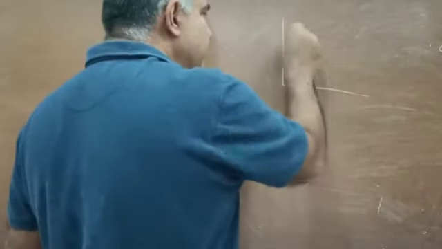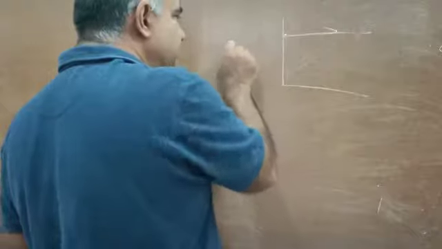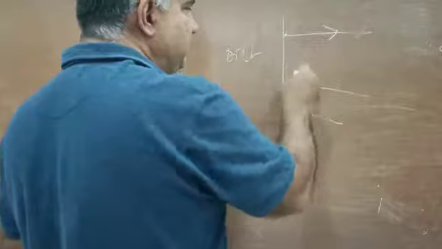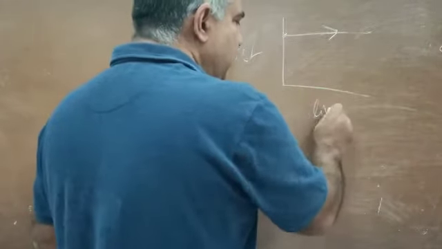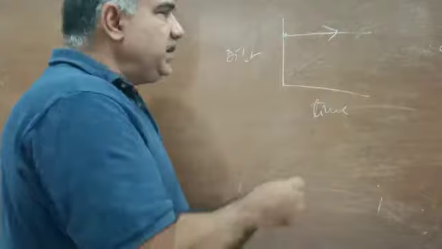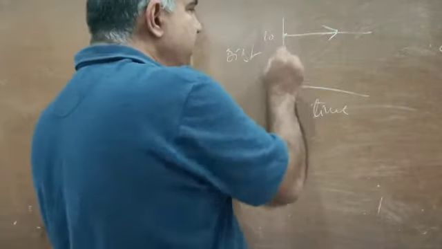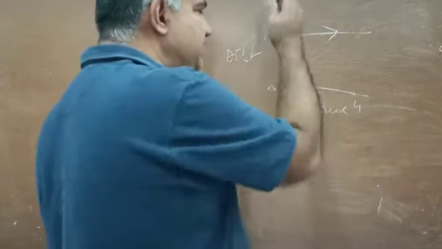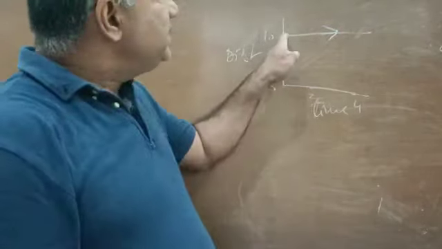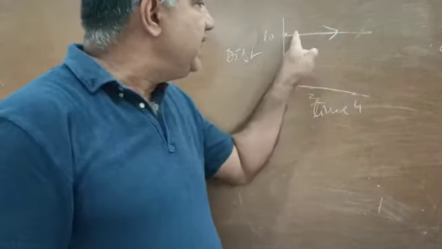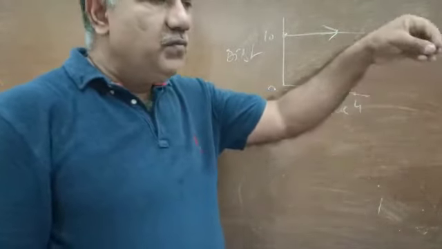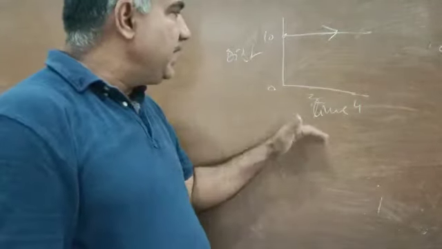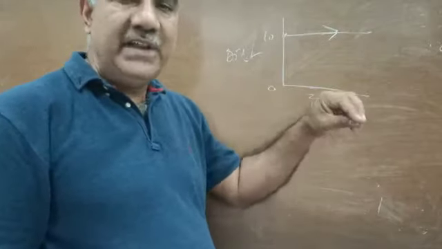Let me take it like this. This is distance and this is time, and the distance-time graph this time is parallel to the time axis. Say 0 and 10 meters, and 2 and 4 like this. This is time in seconds, and this is distance in meters. Now look, distance is not changing with time. It is 10, 10, 10, 10. In very simple words, you can say the body is at rest. So if the distance-time graph is parallel to the time axis, the body is said to be at rest.